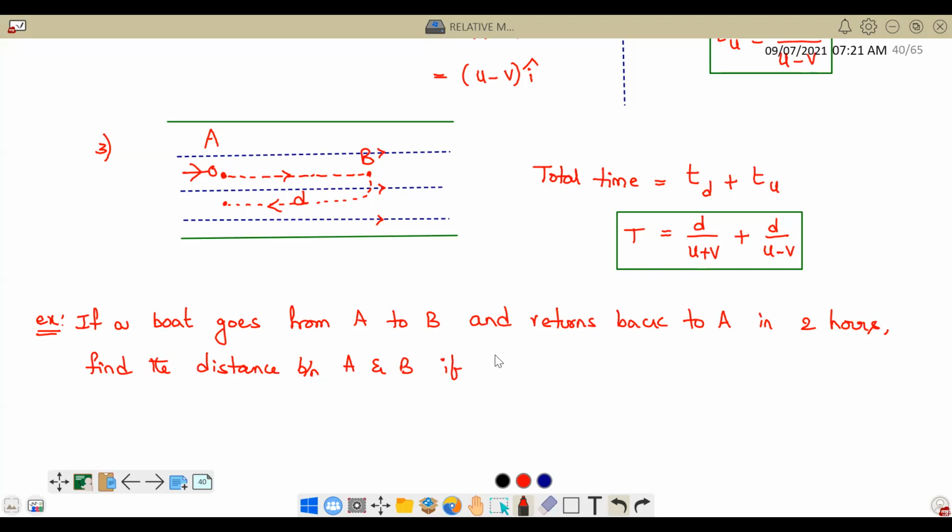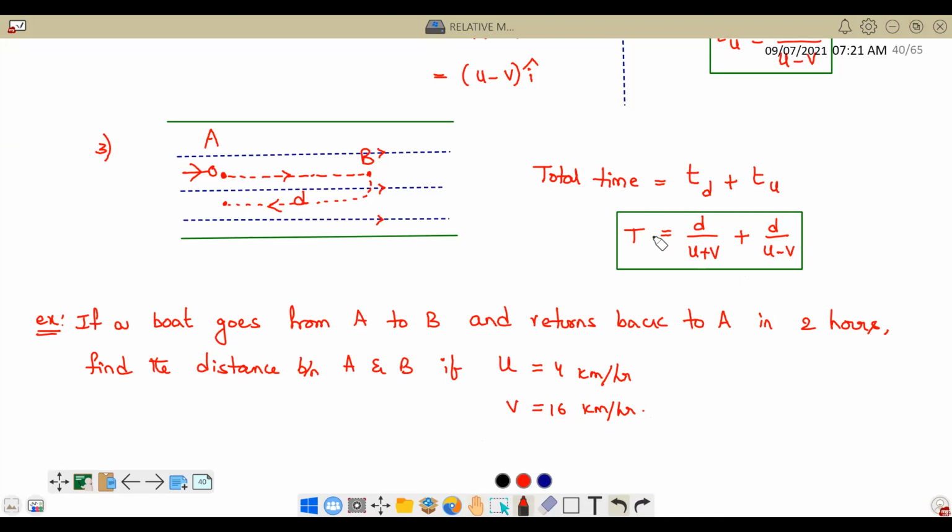the speed of the boat, that means the speed of the man, or let us take it as river velocity, is given as, that means u, 4 kilometers per hour, and v, what is meant by v? The velocity of the man with respect to the river, is equal to 16 kilometers per hour. So it is a very simple problem.